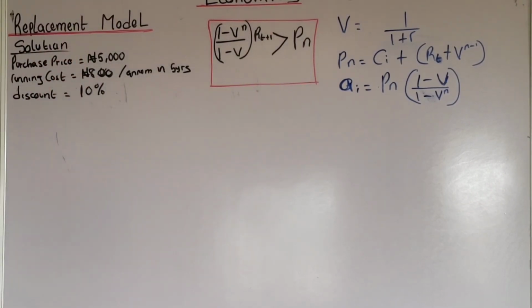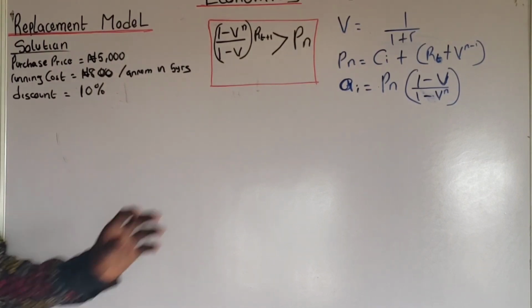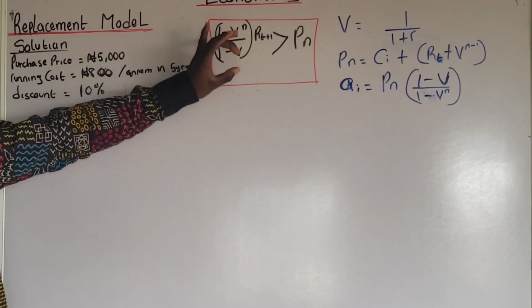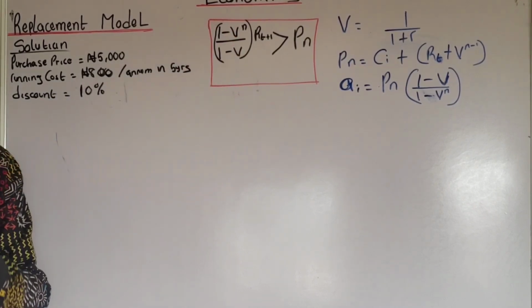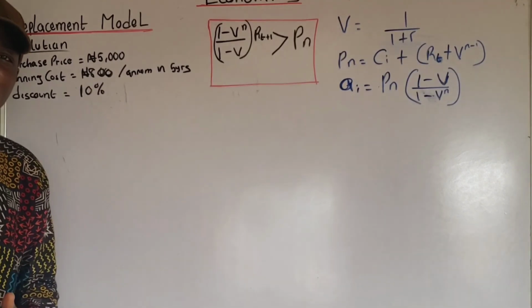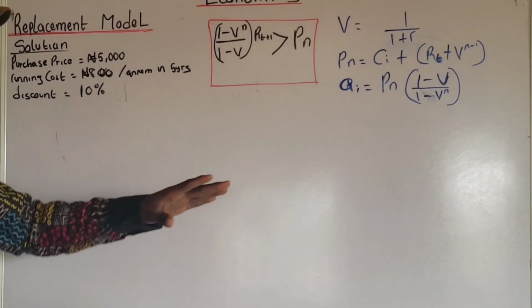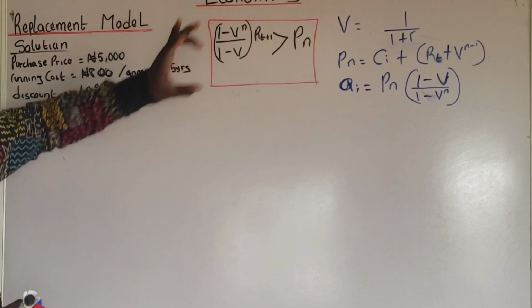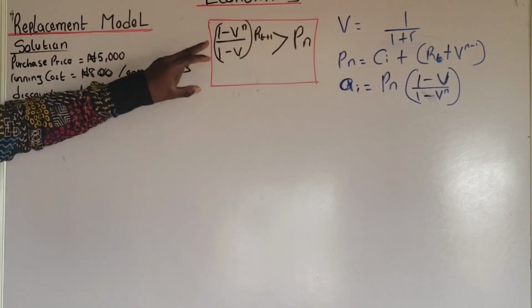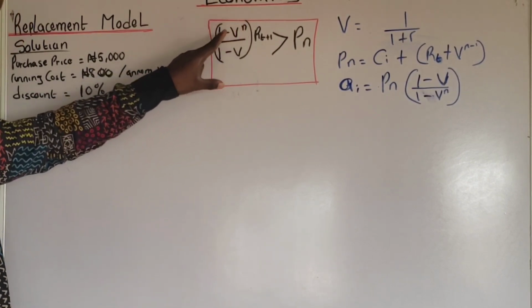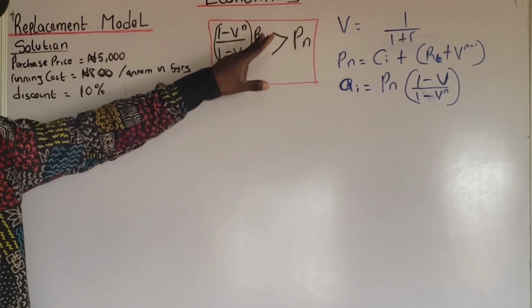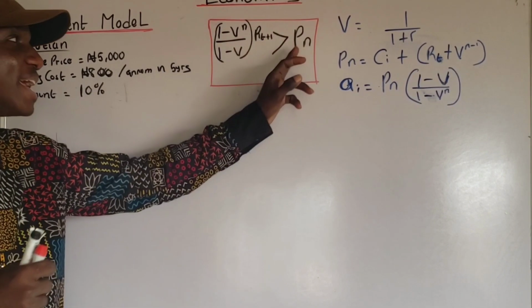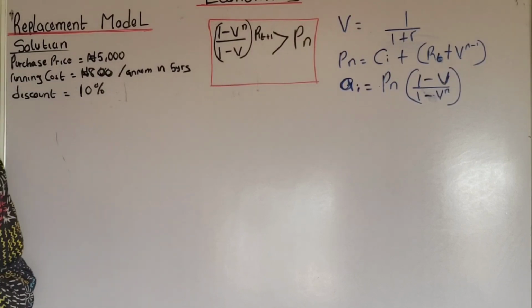Hello? Listen to the explanation again. The first question says we should determine the optimum time to replace the equipment, or to replace the machine. Now, this condition is important, you understand? Don't worry, we are still going to prepare the table. I'm just trying to explain the basic concept so that by the time we prepare our table, you are going to understand, okay? The condition for the optimum time to replace the machine is that 1 minus V raised to the power of n all over 1 minus V, multiplied by RT plus 1, is greater than Pn. That is when to replace the machine.